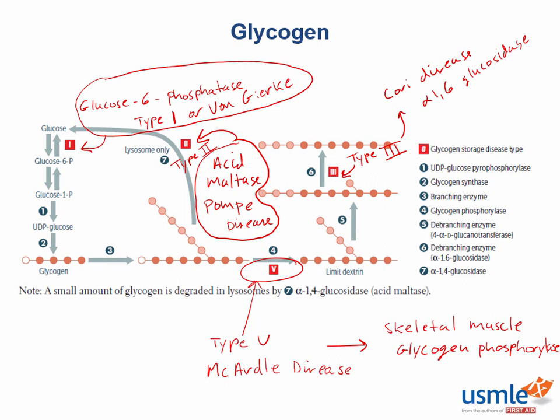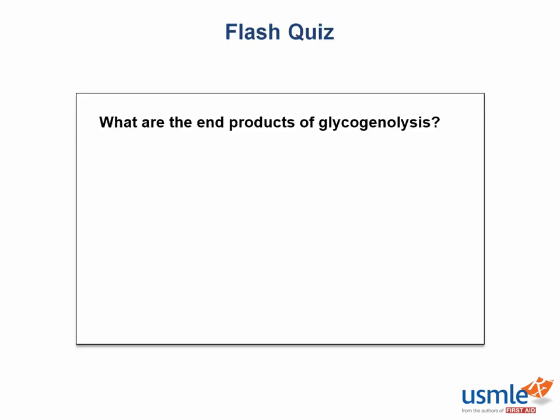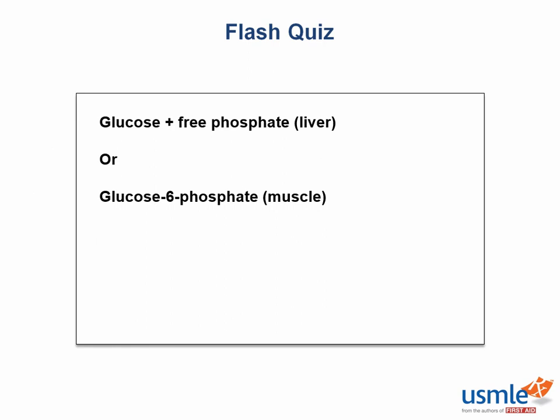Alright, now let's take a shot at a flash quiz. What are the end products of glycogenolysis? Now, we just covered how glycogen gets broken down, but the end products of glycogenolysis in the liver are glucose as well as a free phosphate. But if you remember from earlier, muscles are greedy, and they keep all the broken down glycogen for themselves. Therefore, muscle breaks down glycogen into glucose 6-phosphate, which can enter glycolysis within the muscle to make some ATP.